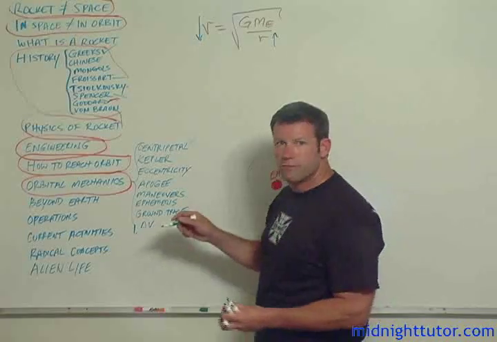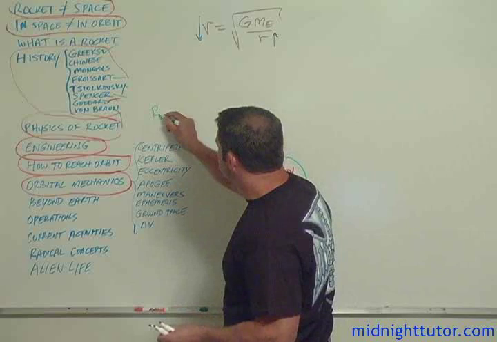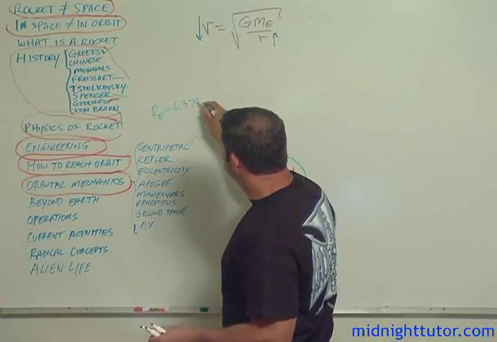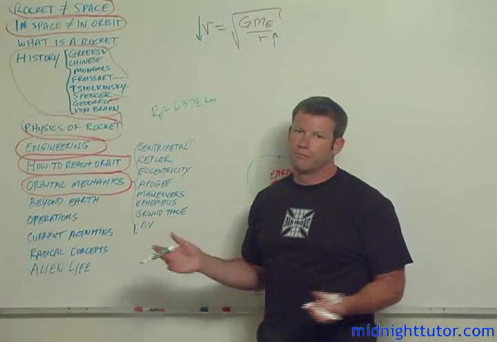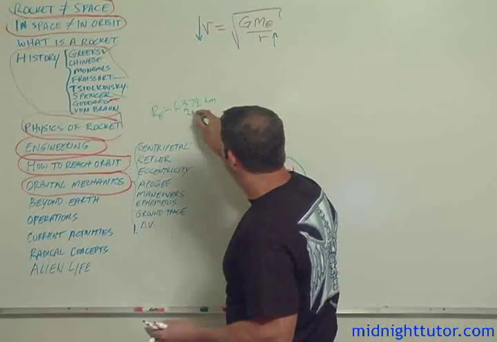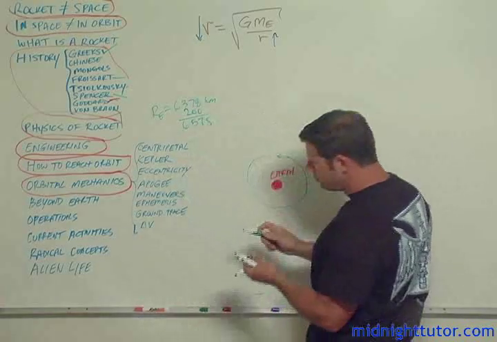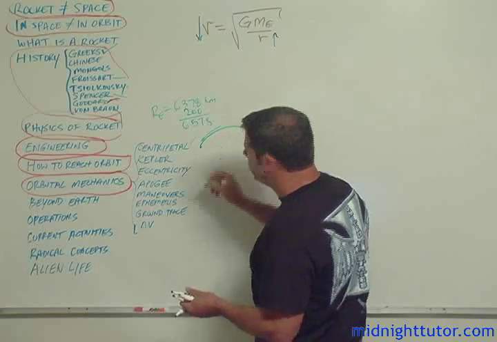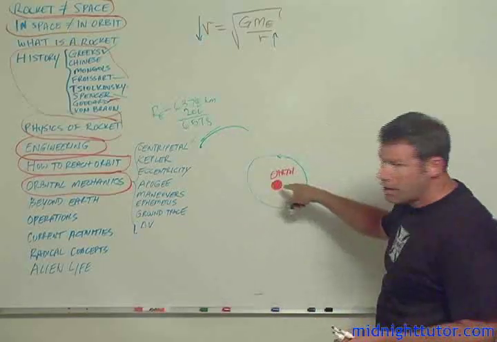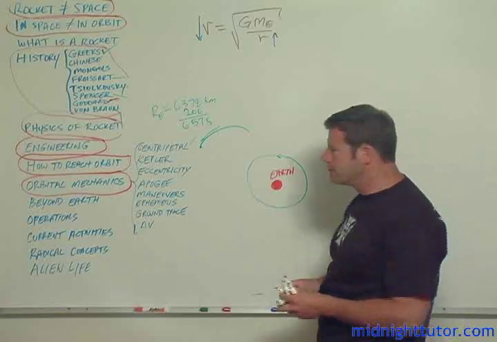Now, in reality, what's the diameter of the Earth? Well, the radius of the Earth is like 6378 kilometers. When we launch, we're going to be in an orbit that's maybe 200 kilometers high. So we're really just barely above the Earth's surface. This drawing is way out of scale, but just for the sake of making the point, it'll suffice.